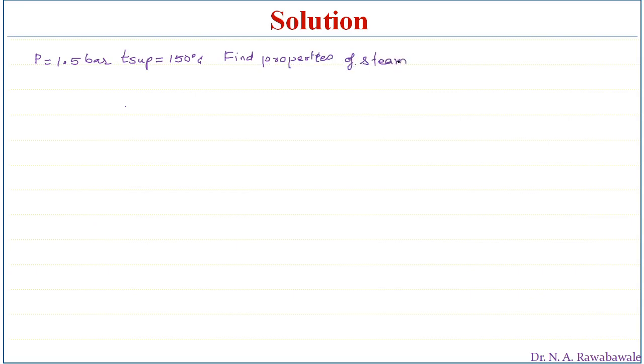What are the properties of steam? If we know the temperature and pressure of steam, then we can find out the specific enthalpy, the specific entropy, and the specific volume of steam. So how do we find out enthalpy, entropy and specific volume of steam? With the help of the Mollier chart, which we want to see.